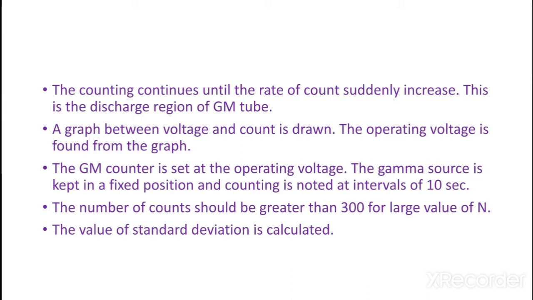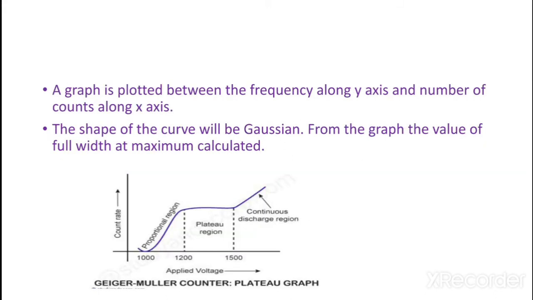A graph between voltage and count is drawn. The operating voltage is found from the graph. The GM counter is set at the operating voltage. The gamma source is kept in a fixed position and counting is noted at intervals of 10 seconds. The number of counts should be greater than 300 for a large value of N. The value of standard deviation is calculated.